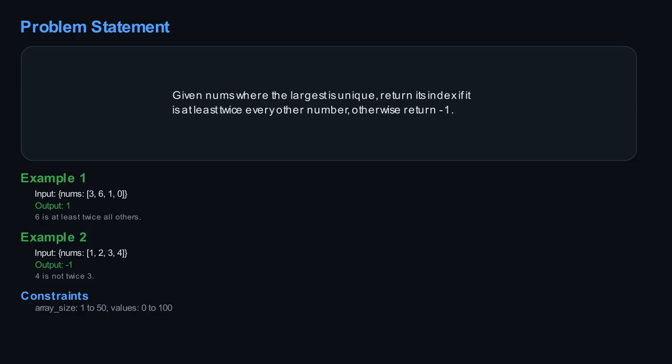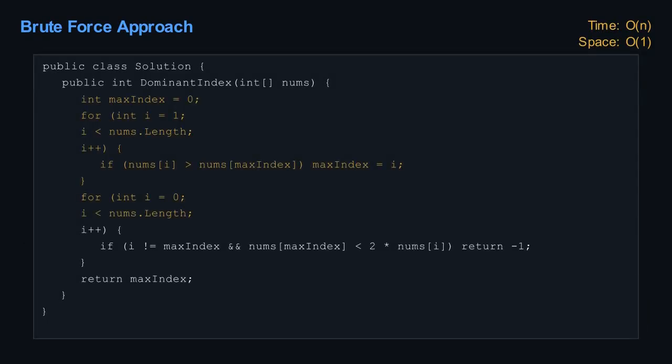The input is a list of numbers, and the output is the index of the largest number that meets the condition. The constraint is that we need to find the largest number that is at least twice as large as all other numbers. The obvious thing to try is to compare each number with all other numbers to see if it's at least twice as large. Let's walk through an example to understand how this approach works.